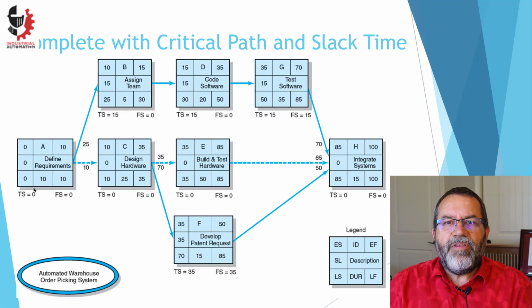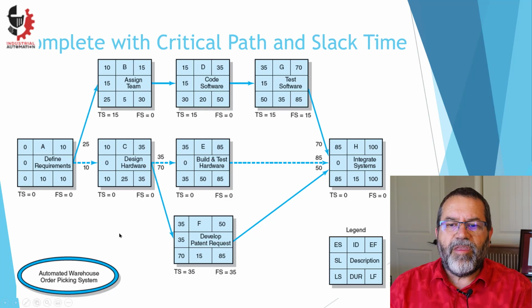Now we have to complete this by calculating the slack time for each activity. And the slack time is just the latest start minus the earliest start. So this is both day 85 and we've got 0 slack. Here we've got latest start of day 50, earliest start of day 15, and we've got 15 days of slack. That means this task could move either direction by 15 days and not affect the outcome of the project.